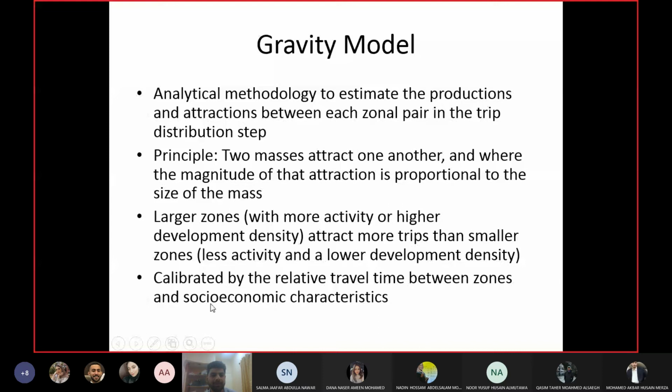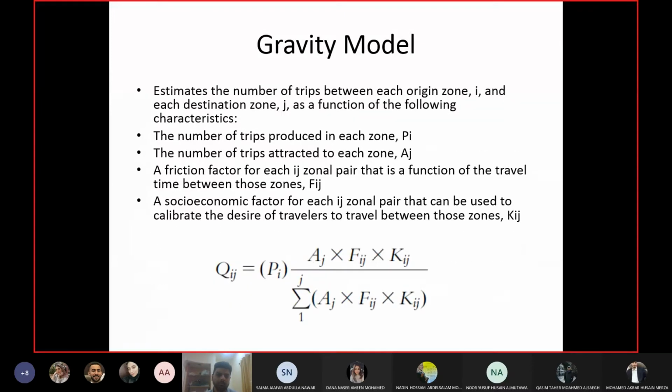And then you can have other socio-economic characteristics as well. Maybe the services which are offered in that zone are not according to your income level. That zone is offering maybe 5-star hotels and big restaurants and fancy shopping malls and so on, and this is out of the reach of your buying power, so you will not go there. So the main principle is a bigger zone should have more trips, but how much more will be calibrated using travel time and socio-economic characteristics. Let us see how.